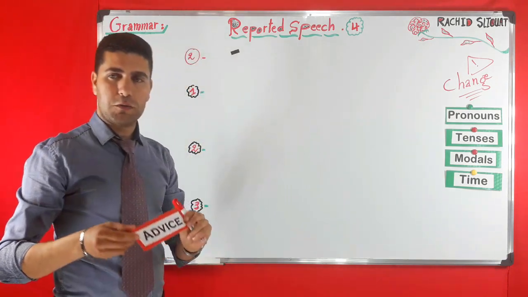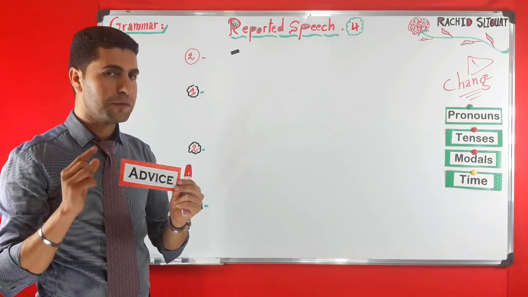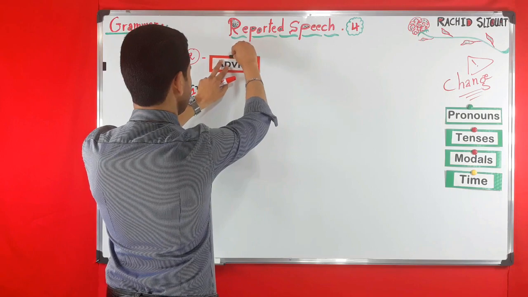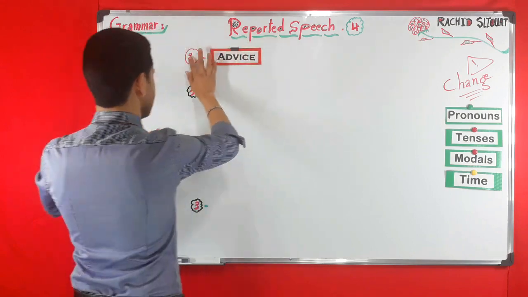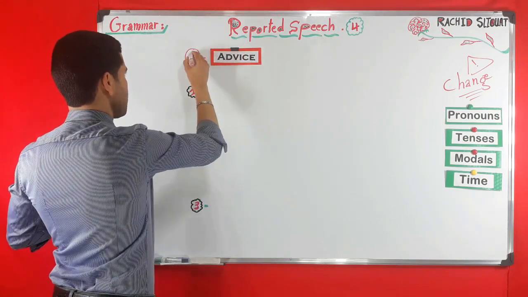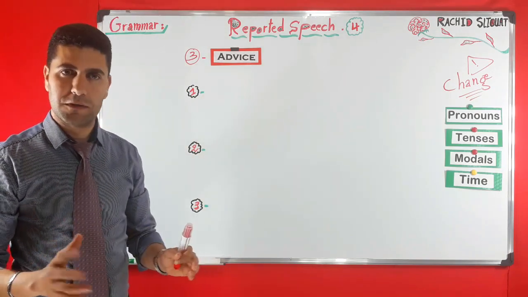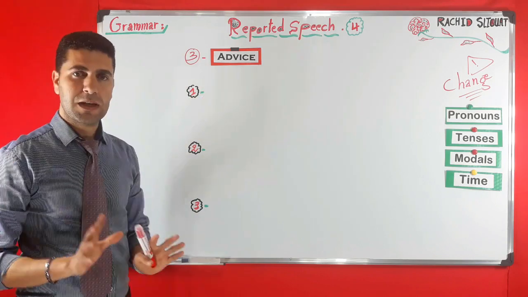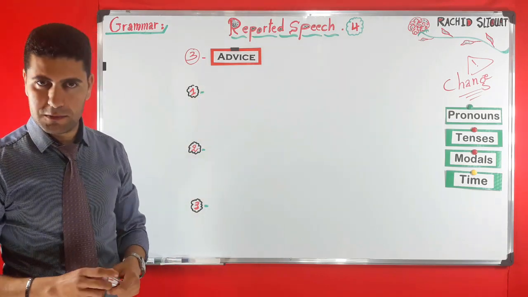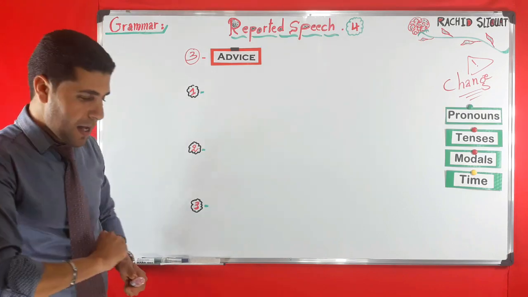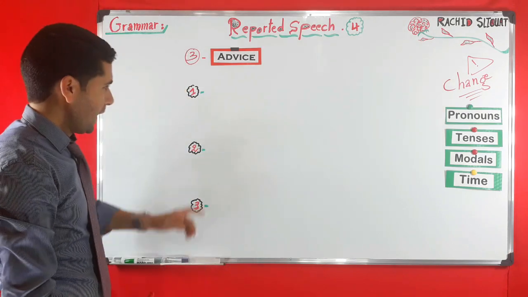In this episode, we are going to see how to report advice. This is the third kind of speech, and now we are going to see different kinds of advice and how they can be reported. All right, now let's start with number one.